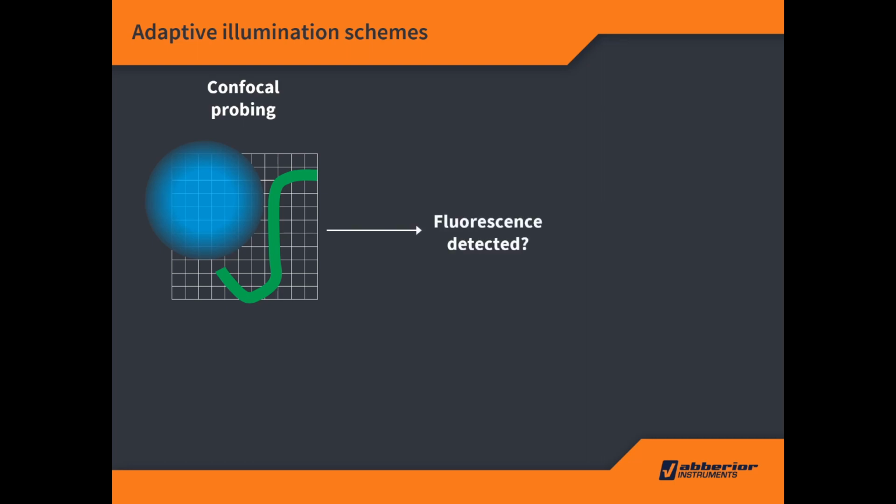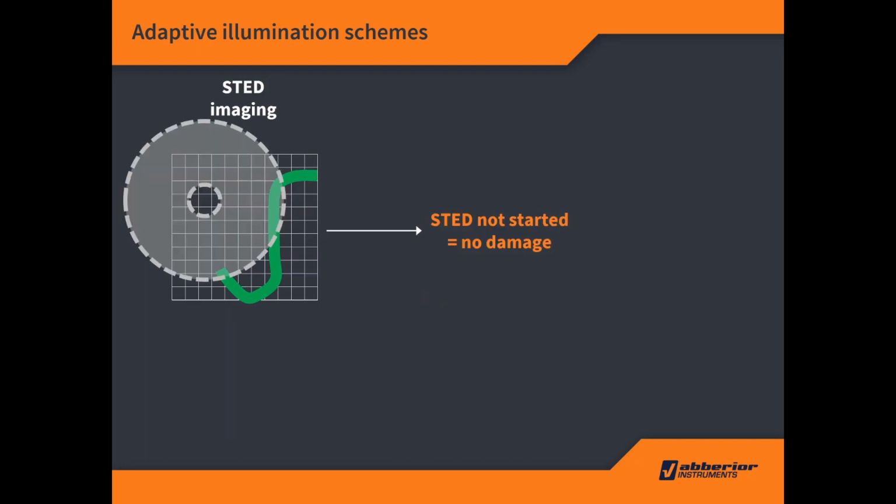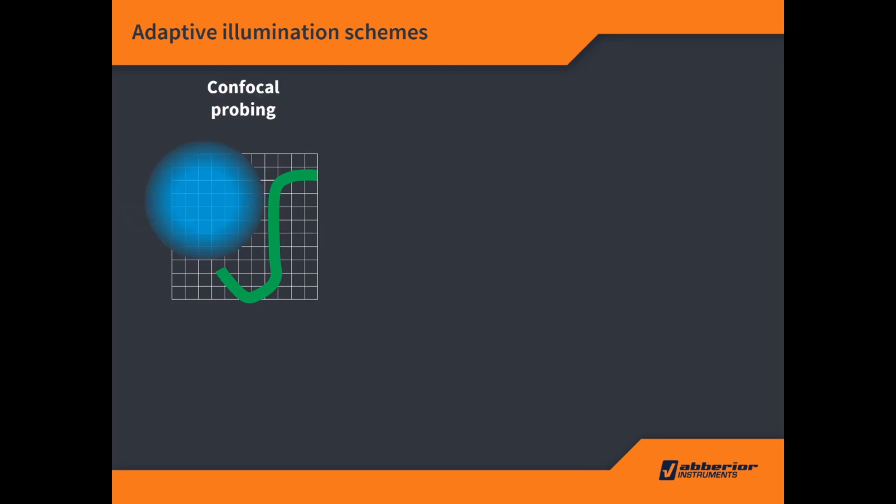As at that position no signal is detected, we do not apply STED in the next step, but we instead just move the excitation laser. As we didn't use any STED, as there's no biological structure in this region, no harm was done to this region or the nearby sample. Now we move the excitation beam a bit further. We start to see fluorescence.